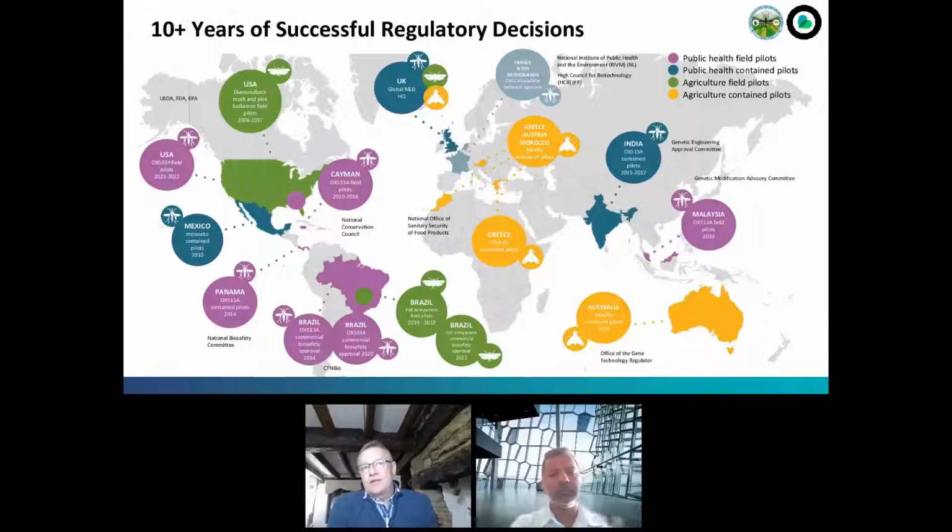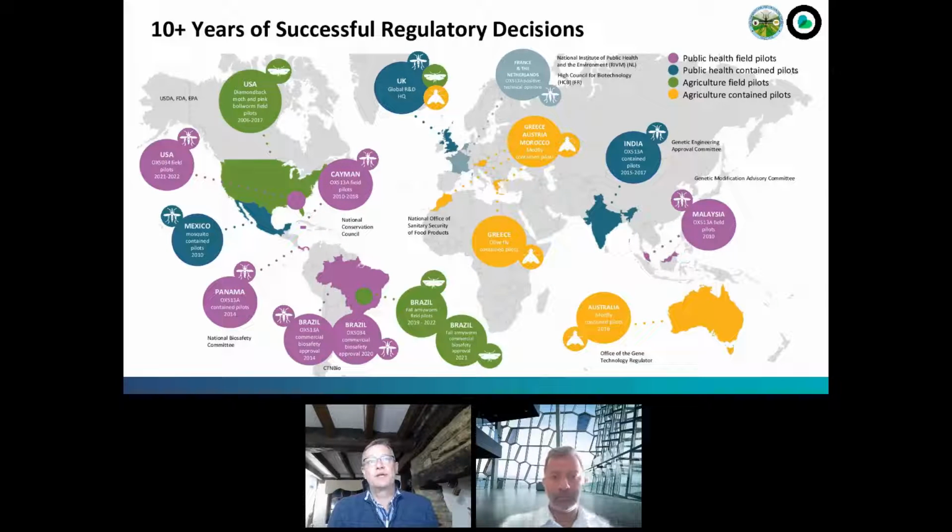Lots of regulatory successes all around the world. Here's a map, if you like, of the majority of them, right the way through our public health and agricultural programs. Contained work, that's work in a laboratory. Contained field work, cage studies, as well as open field work. So that would be deployments in the open environment.